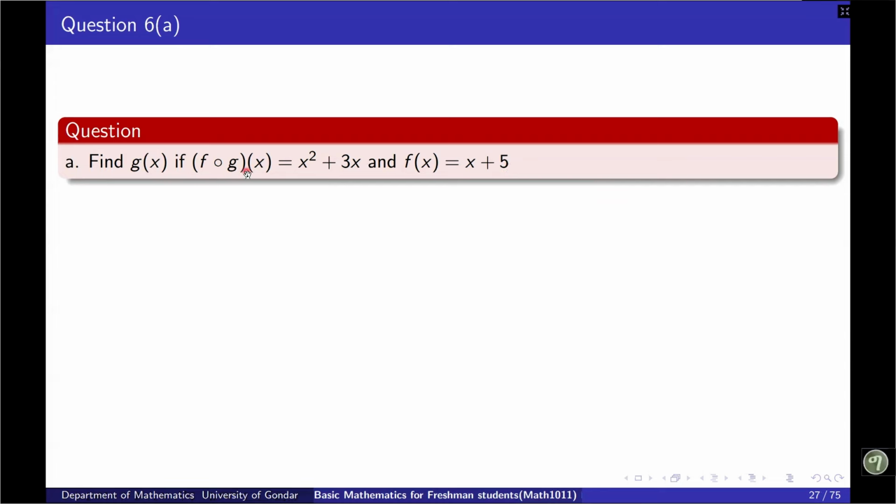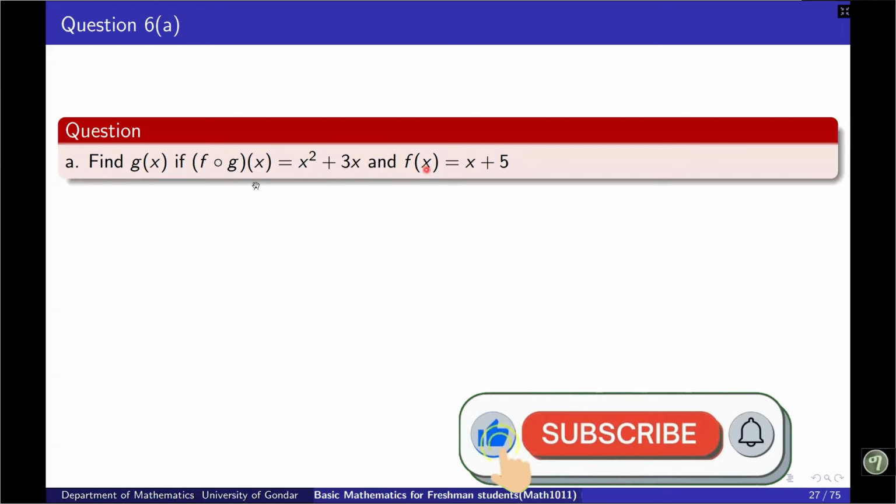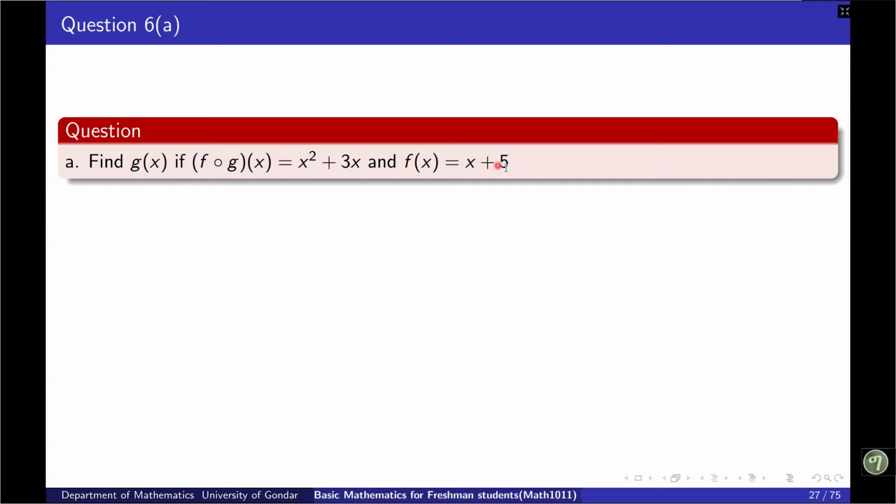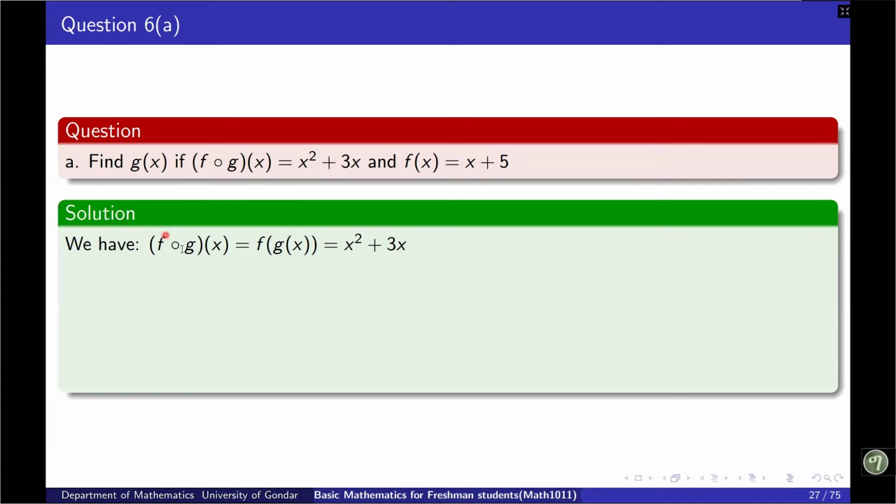We are given the composition function x squared plus 3x, and one of the functions, that is this one, the outer function f of x, given to be x plus 5. So we are asked just to find g of x. So we have, using the definition of composition function, f composite of g of x is equal to f of g of x, which is equal to x squared plus 3x, which we are given here.